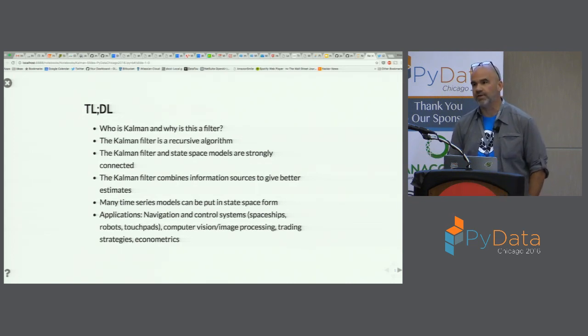And the other thing is that it's ubiquitous. It's used in all sorts of applications. Most of my examples will focus on econometrics applications, but it's used for spaceships. There's probably some implementation of it in the laptop that you're using right now.